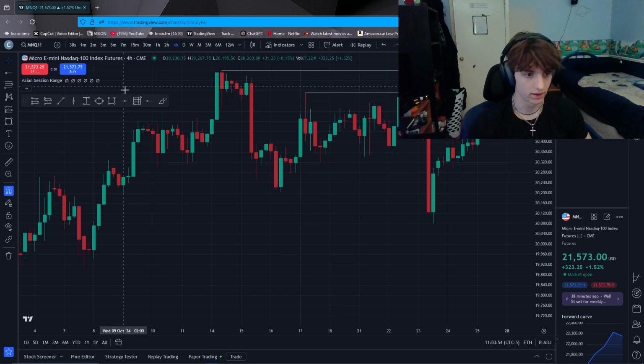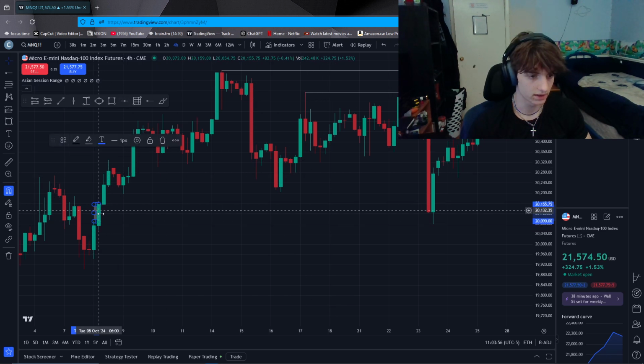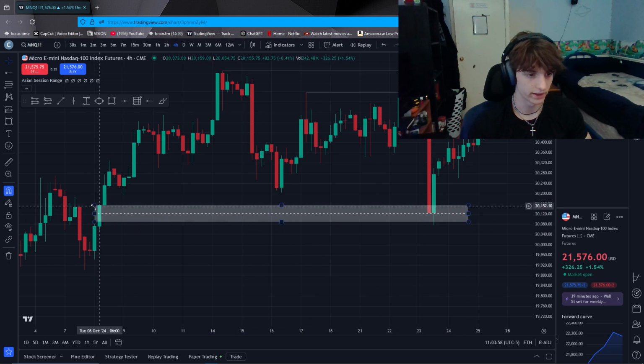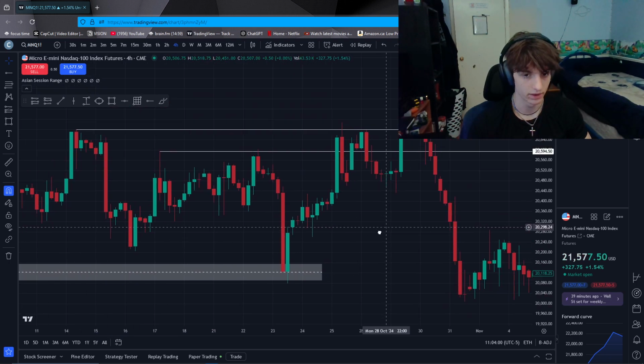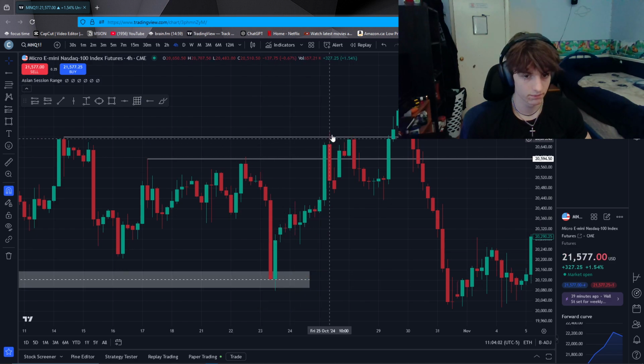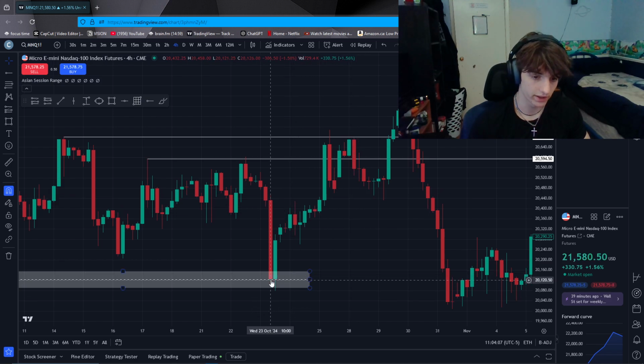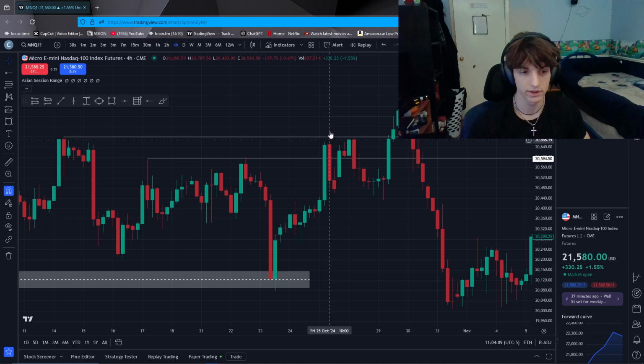This is another good example of internal and external liquidity. So we have internal liquidity here, fair value gap, that we tapped into. And then, what do we search for? Liquidity sweep, above highs. We went straight from internal liquidity all the way up to external liquidity.